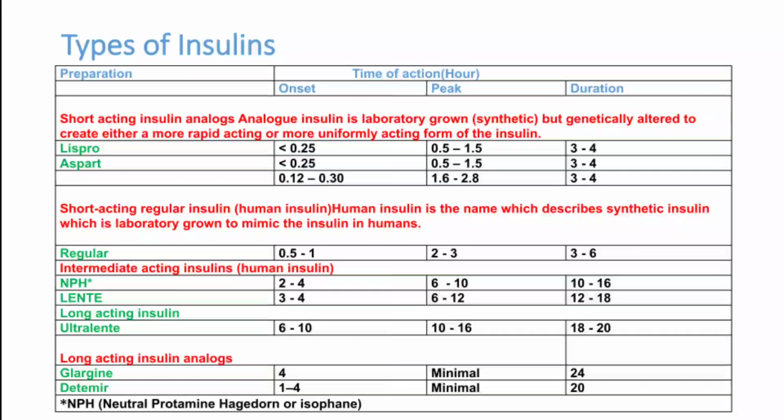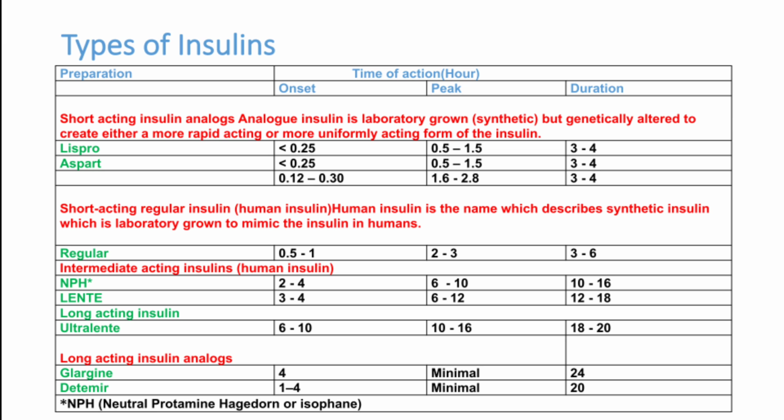Now we'll see the major features of the different types of insulin. Short-acting insulins always act for a duration of 3 to 4 hours, maximum 6 hours, but they start acting immediately. The major insulin in that group is regular insulin, the widely used regular human insulin. Human insulin onset is 0.5 to 1 hour, and its peak action is 2 to 3 hours. Maximum duration of action is 3 to 6 hours. You can see in this chart all the different types of insulin, with onset, peak, and duration given.